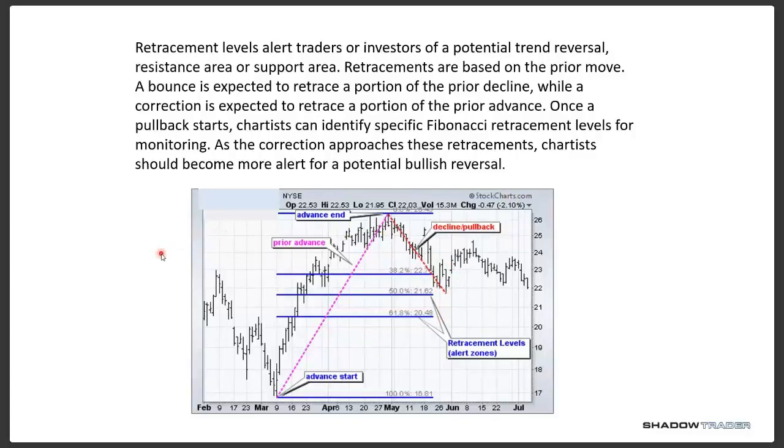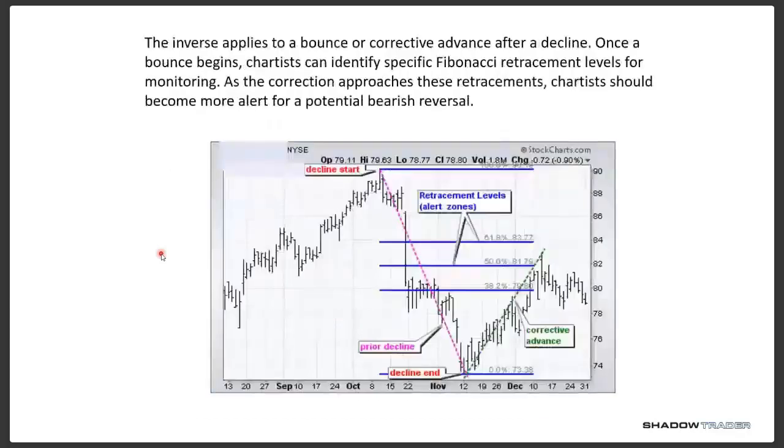Once a pullback starts, you can identify that 38.2, that 50, that 61.8, where prices should find support. You saw that on the SPY chart that I showed you before. Go back to the beginning of this replay and you'll find that. We'll take a look at that at the end also.